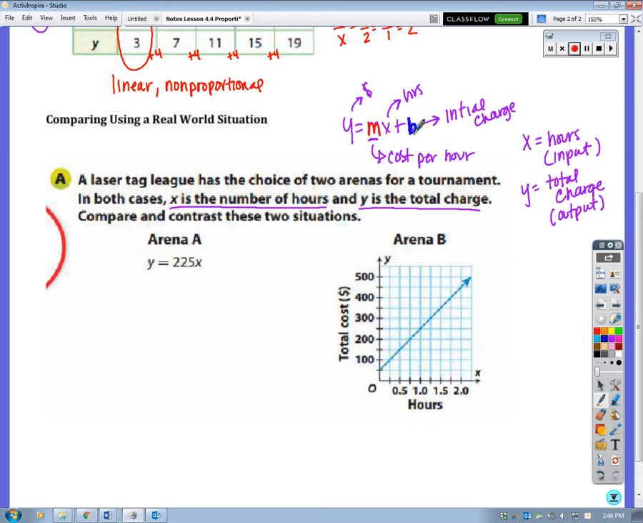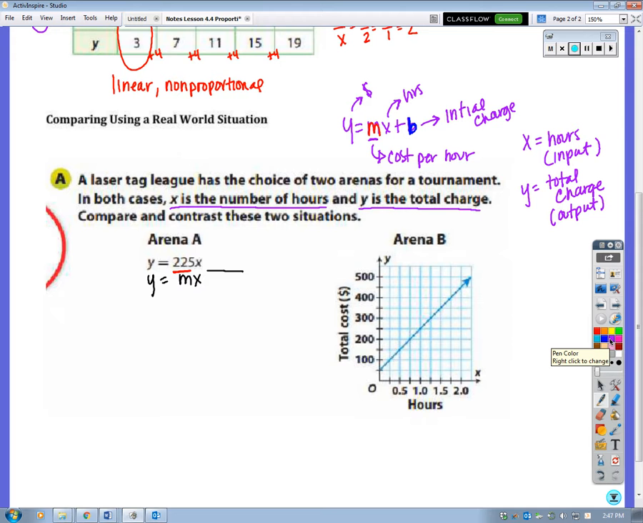Okay, so let's go ahead and look at Arena A. So Arena A is an equation, and based on what we looked at with our equations, looks like we've got a slope form, and it doesn't look like we have any y-intercept or any initial value. This looks like y equals mx. So this is a proportional relationship, which means it's starting at 0, and our rate of change, or our unit rate, is 225. That's our cost per hour, so that's $225 per hour. So what we're going to do here is plug in a few hours, maybe 1, 2, and 3 hours, and see what our cost is going to be.